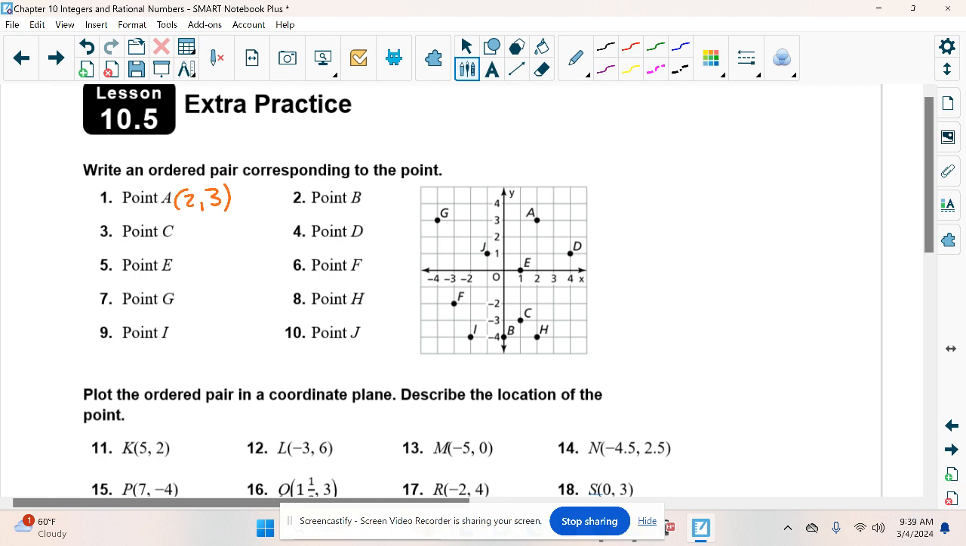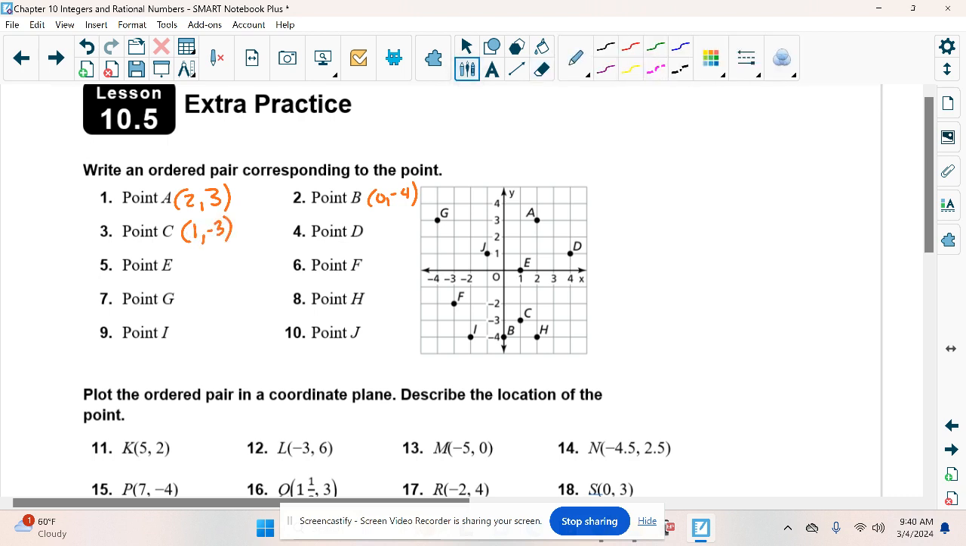Out 0, down to -4. Perfect. C for CJ Darcy. Over 1, down to -3. Beautiful. Man, I'm so proud of you.